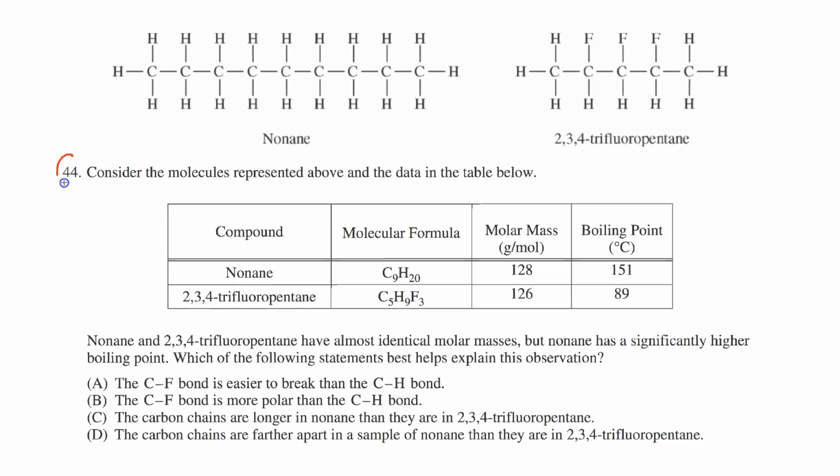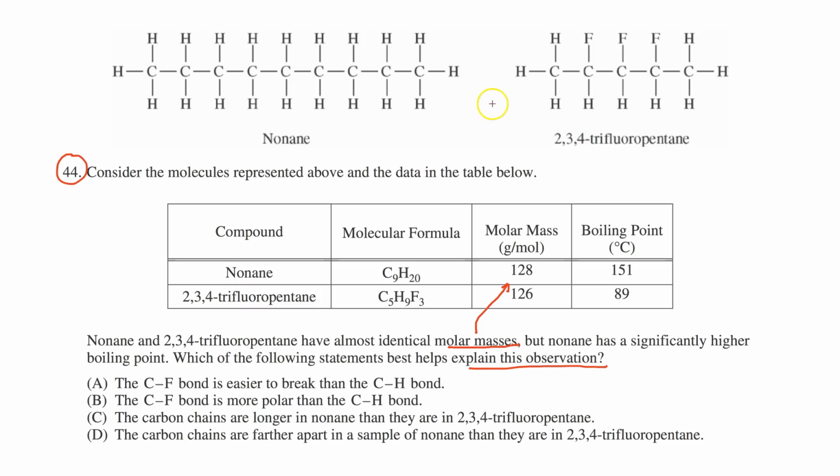All right, we've got two compounds, and we've got boiling points. Nonane and 2,3,4-trifluoropentane have almost identical molar masses. Normally this means they have a similar number of electrons. But nonane has a significantly higher boiling point. Which of the following helps explain this observation? Now, this question could be in a part 2. Why would nonane have a higher boiling point?